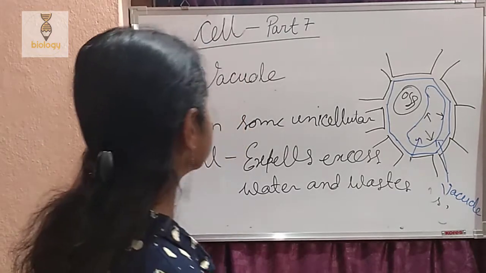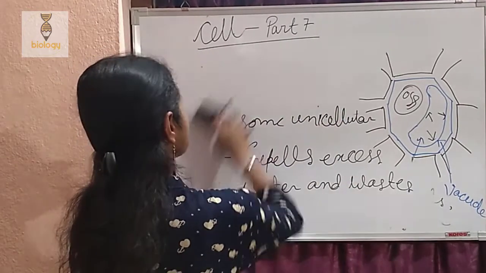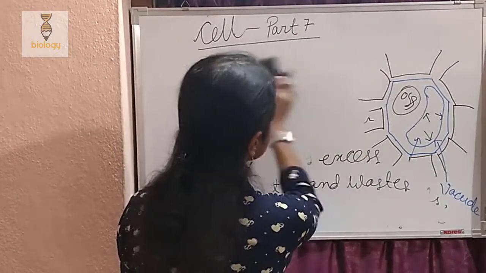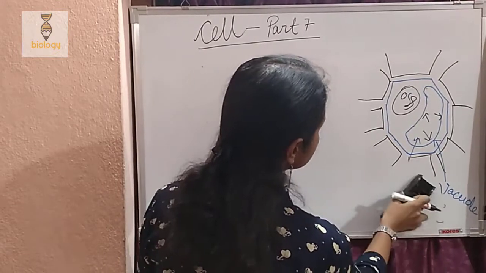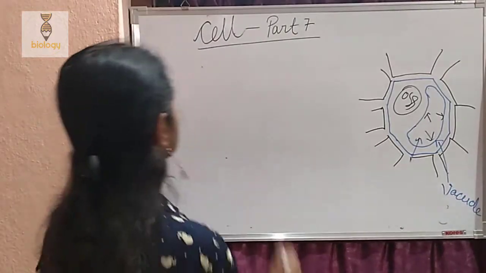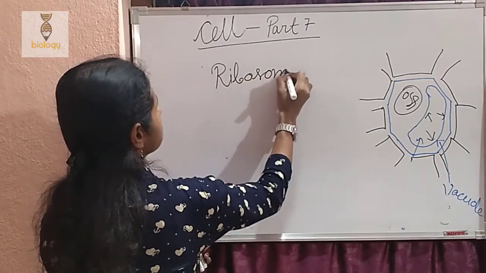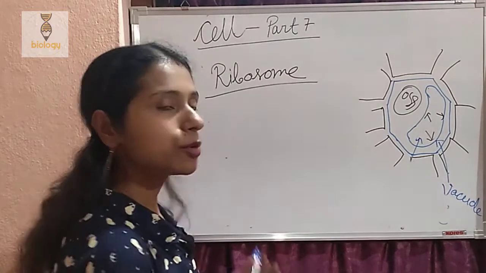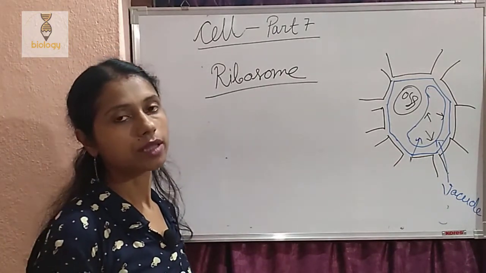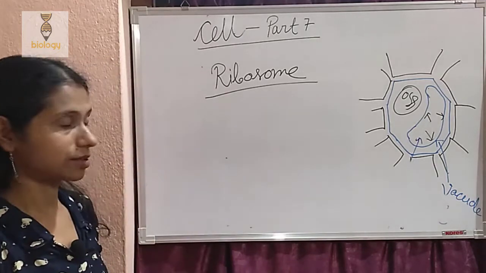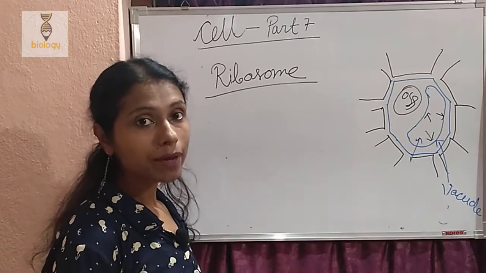So the next part we are going to discuss is the ribosome. We are going to discuss now the ribosome, one more very important cell organelle. Ribosome is present in all the cells, in all eukaryotic cells, prokaryotic cells, plant and animal cells, everywhere it is present. Now the ribosome is a very complex organelle.